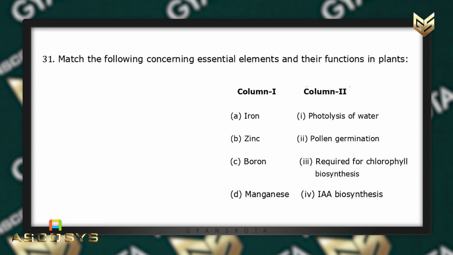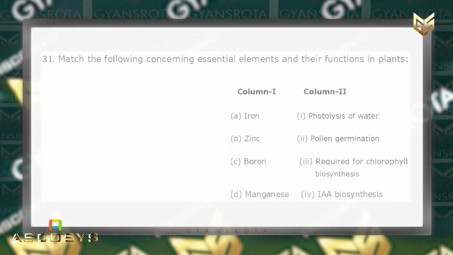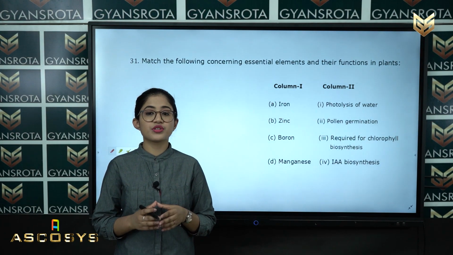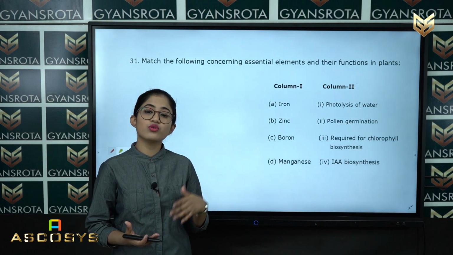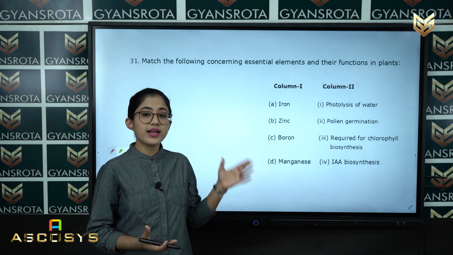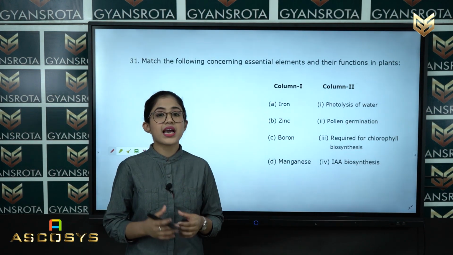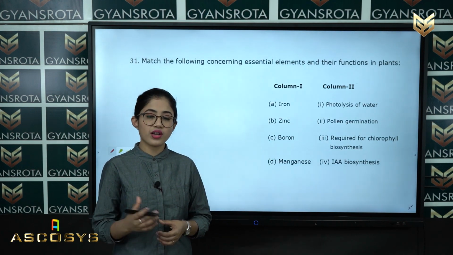Next in column 2 the functions are written, that is the photolysis of water, pollen germination, required for chlorophyll biosynthesis and IAA biosynthesis. So student, this is from the chapter mineral nutrition. What we have to do is match column 1, where the essential elements are given, with their functions given in column 2.